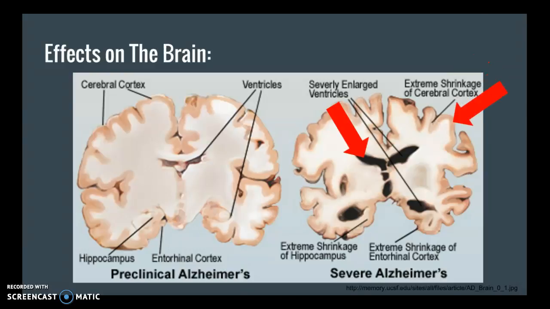In addition to the severely enlarged ventricles, we also see severe shrinkage of the cerebral cortex and hippocampus areas. These two parts of the brain are involved in thinking, remembering, planning, and memory creating. When these areas shrink, a person is unable to think, remember, plan, or make proper judgments as well as if they had a healthy-looking brain, like the brain here featured on the left.